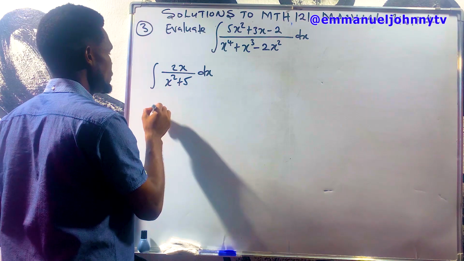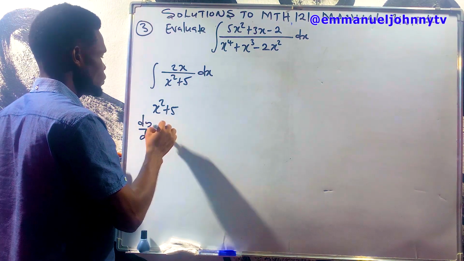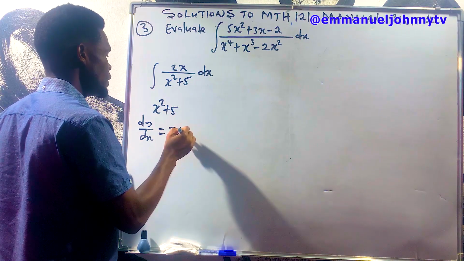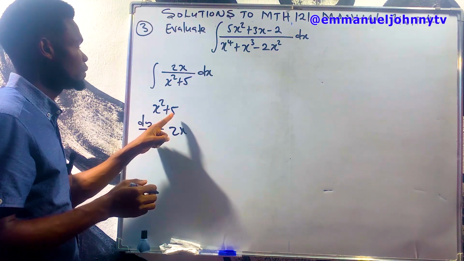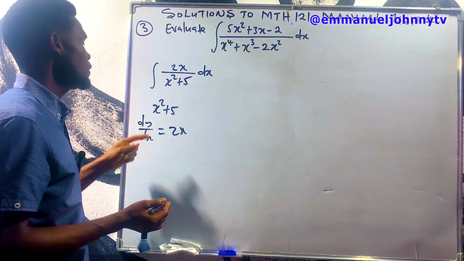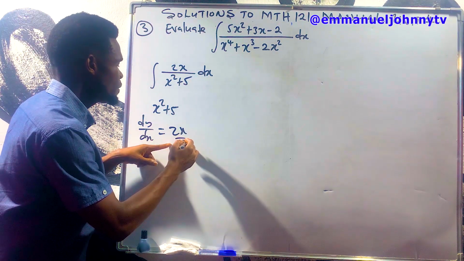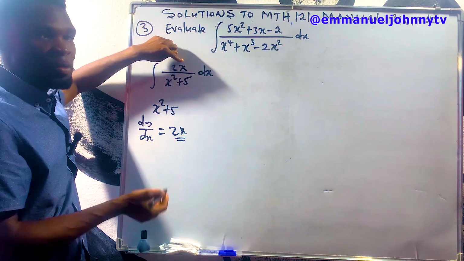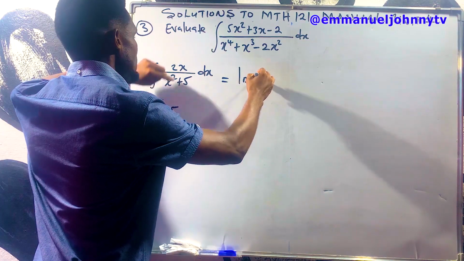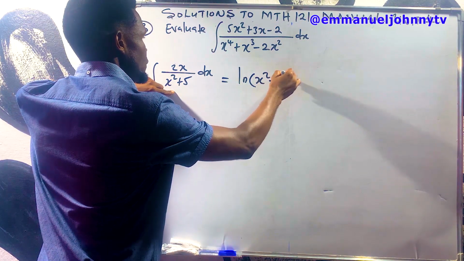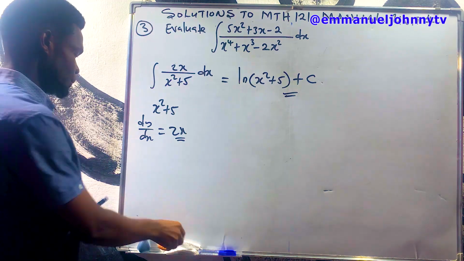Now let's see. Pick the denominator, x squared plus 5. Differentiate it, which means that dy/dx will be equal to 2x. If you differentiate x squared, you have 2x. If you differentiate 5, you get 0. So the derivative of x squared plus 5 is 2x. Now, you notice that the derivative gives us exactly what is in the numerator. So the answer is you take the ln of the denominator, x squared plus 5, then plus c. That becomes the integral of this function.